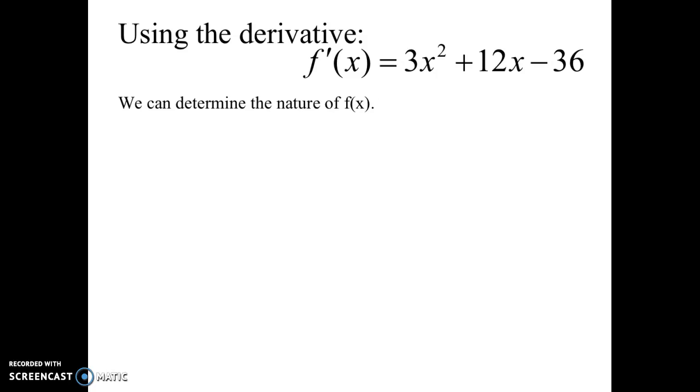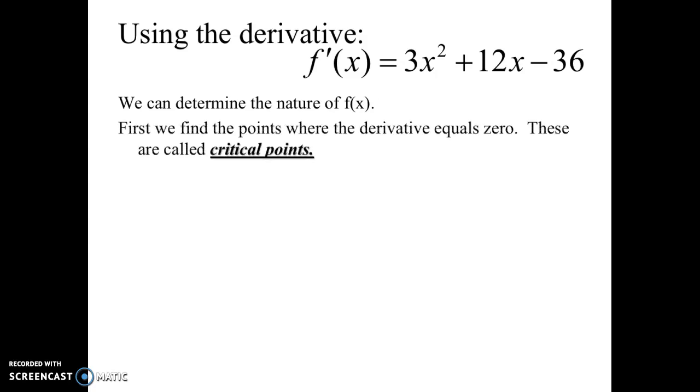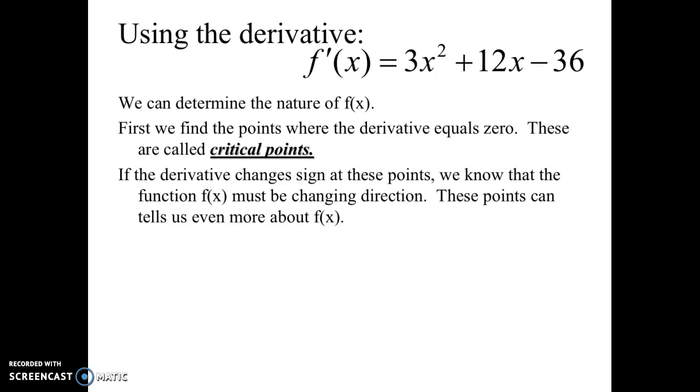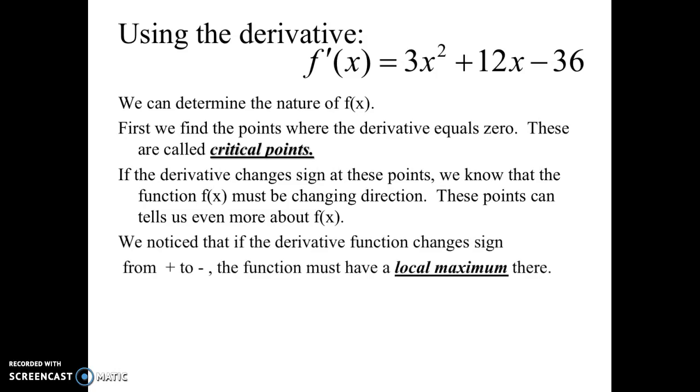So let's determine the nature of f of x by looking at the derivative. First, we find the points where the derivative is equal to 0. Remember, these were called critical points. If the derivative is going to change sign around these points, we know that the function must be changing direction. These points can tell us even more about the original function.